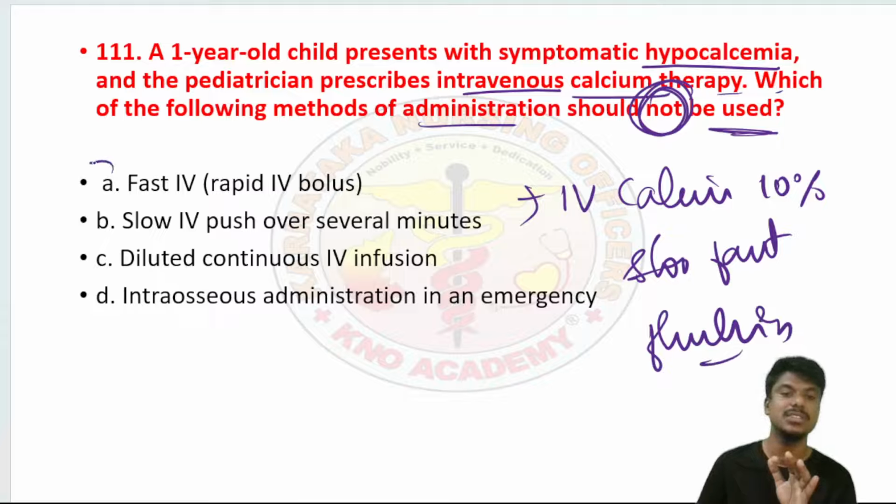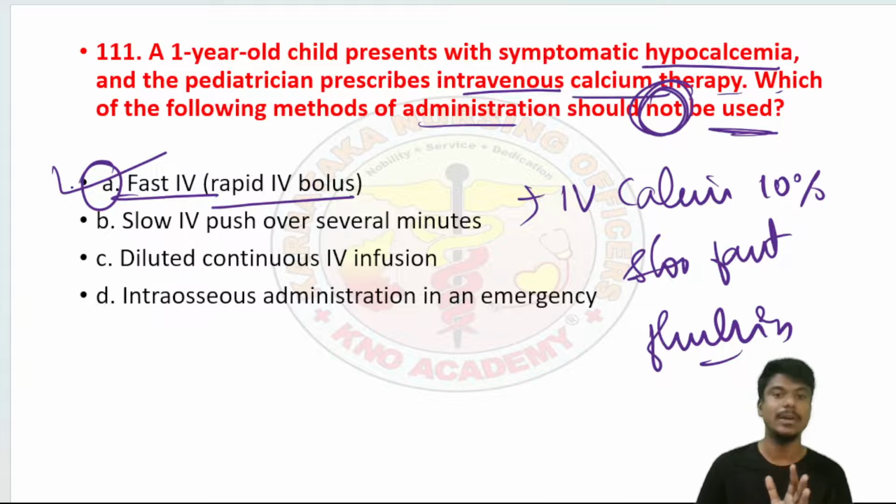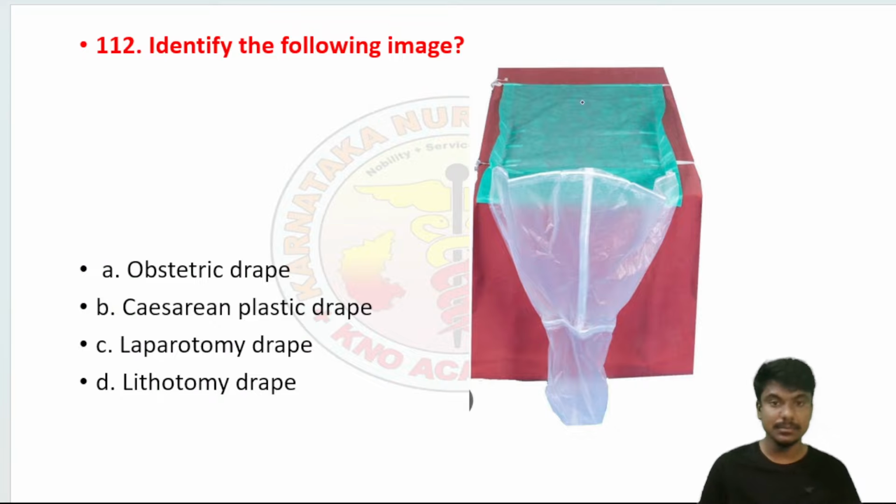So this should always be avoided. Fast IV or rapid bolus should be avoided. So option A is the right answer. A slow IV push over several minutes, over 10 minutes, is the preferred route of administration of intravenous calcium. So option A is the right answer. Here they have given you an image based question, IBQ.